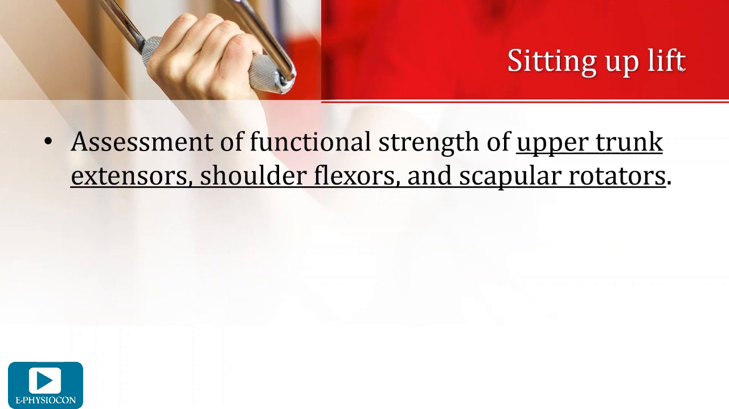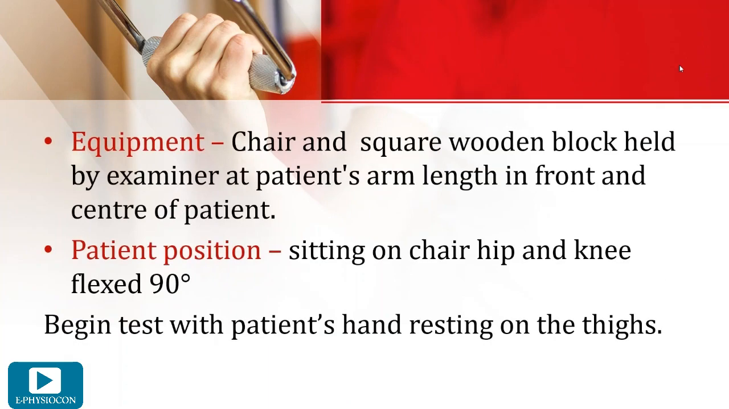Next is sitting uplift. In sitting uplift, the targeted muscles are upper trunk extension, shoulder flexors and scapular rotators. Equipment: a chair and a square wooden block. The square wooden block is held by the examiner at the patient's arm length, in front and center of the patient.